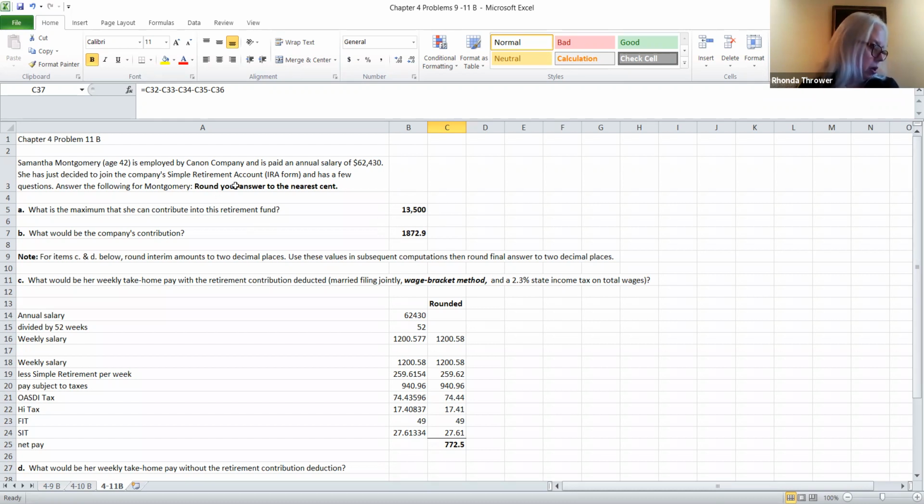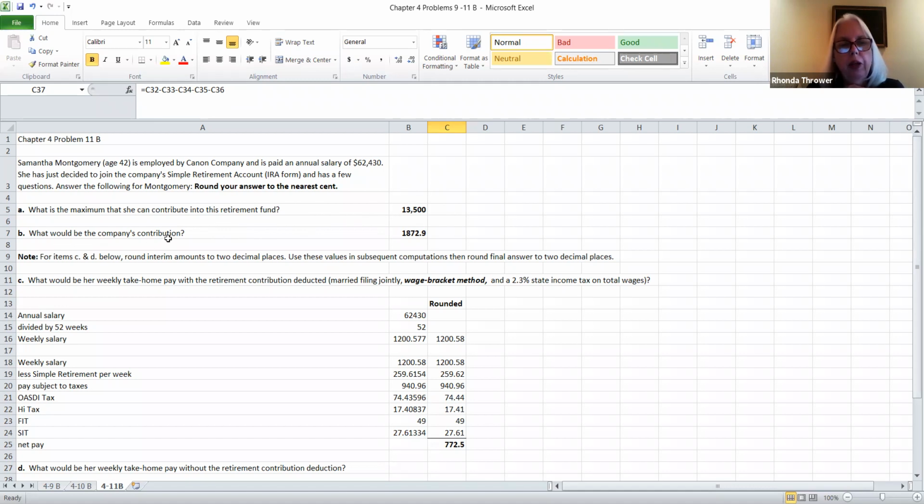The simple retirement account is usually a plan that's set up by a small company with less than 100 employees, and it's a part of the 401k plan for retirement. But with this simple retirement plan, you can only contribute the maximum amount of $13,500 into this fund. That's what the employee can contribute.